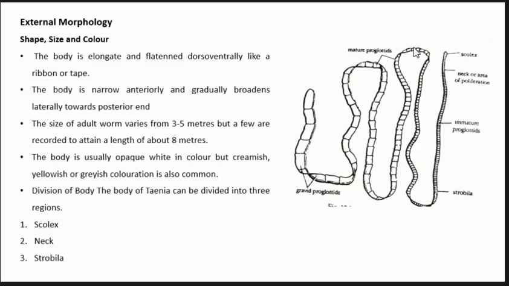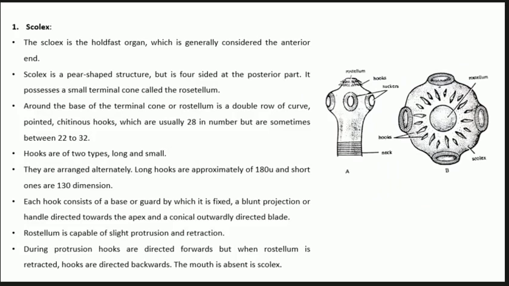So basically this whole body is divided into three regions. First is the head, or we don't say head, the scolex region. Then there is a neck region, the area of proliferation as we call it, and the rest of the part is the strobila. Here the majority of the body is the strobila. So we will see one by one what exactly all these things are.